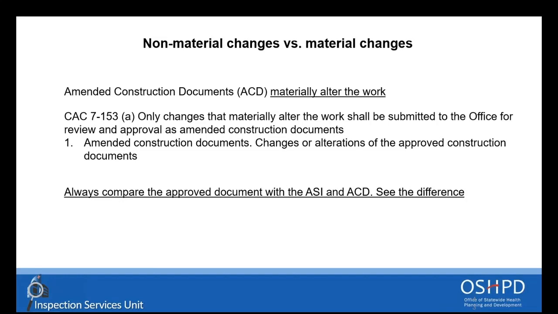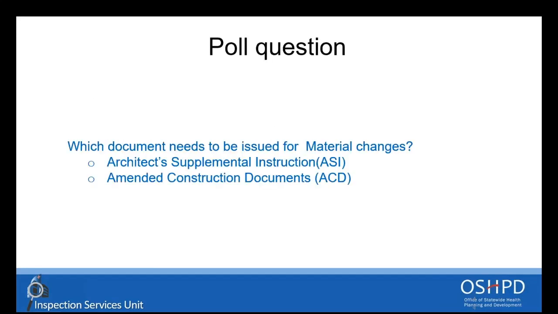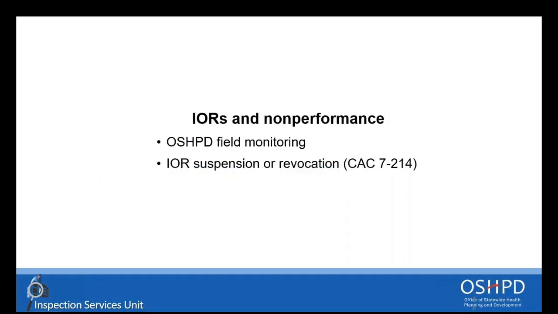Always compare the approved drawing versus the ASI and ACD. Look at the difference. Sometimes, because of miscoordination or whatever, the ASI might not even be necessary, the ACD might not be necessary. So pay attention to the difference in the documents, pay attention to what is really going on in the construction, and try to give advice, if possible, to the team. So now, if I ask you another question, which document needs to be issued for a material change? Would it be the ASI or the ACD? The answer is the ACD.